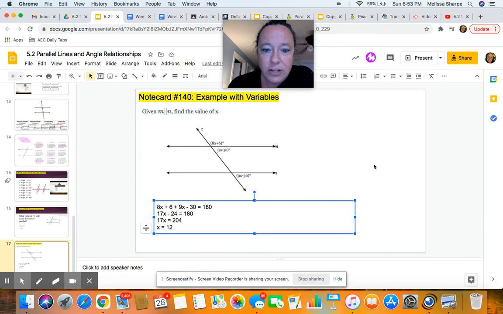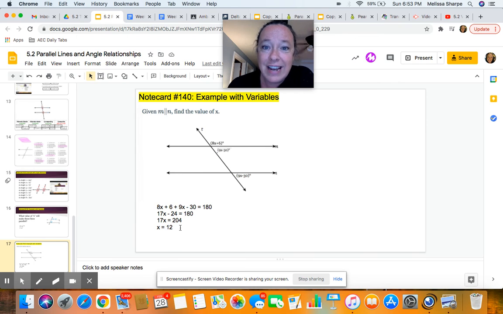Good one. So make sure that you're showing work on the ones that have variables in them, please, okay? So I'm going to be looking for that, and good luck with everything.